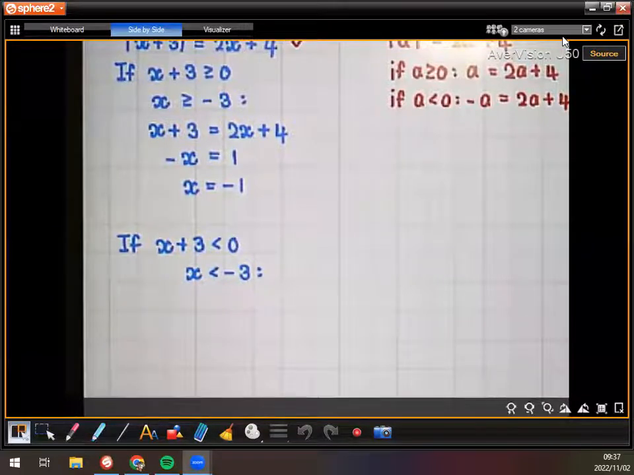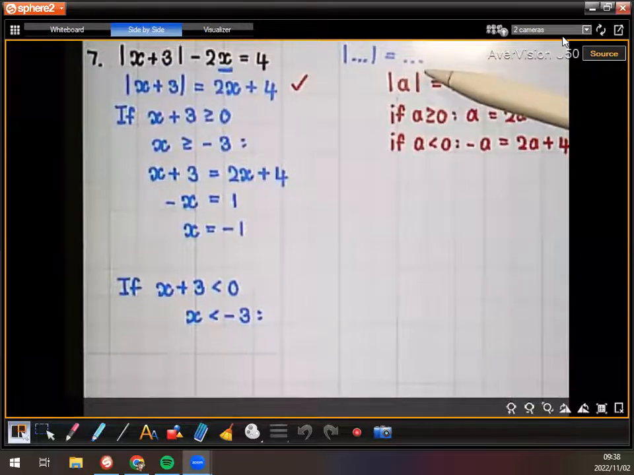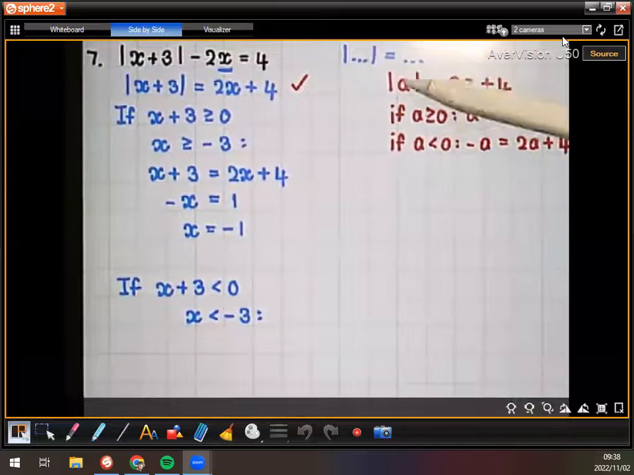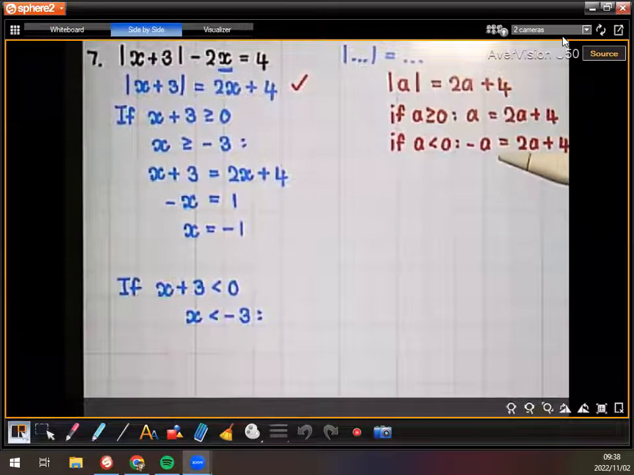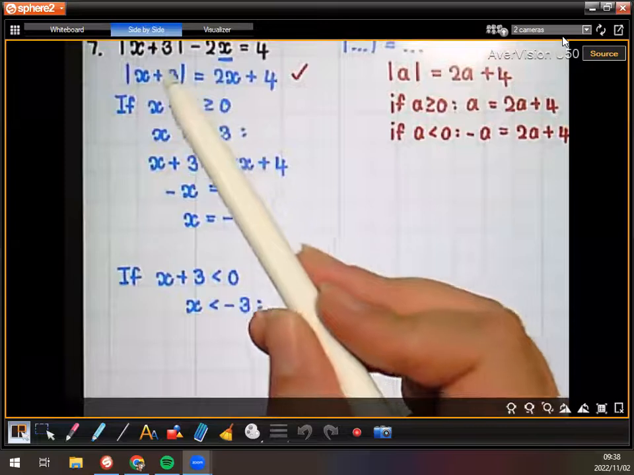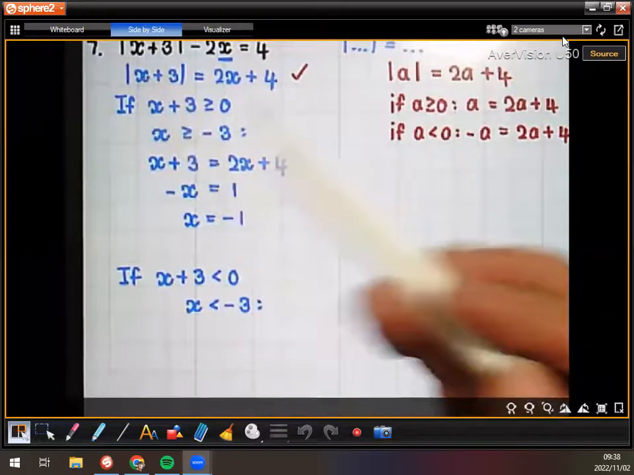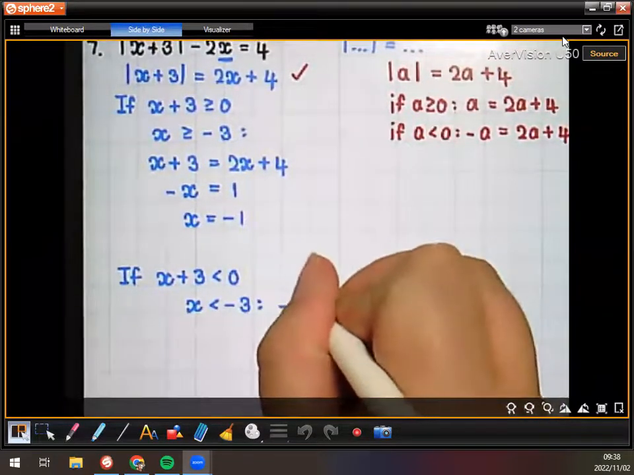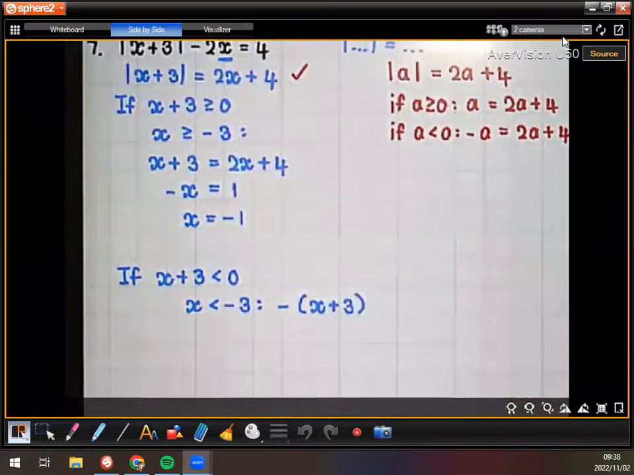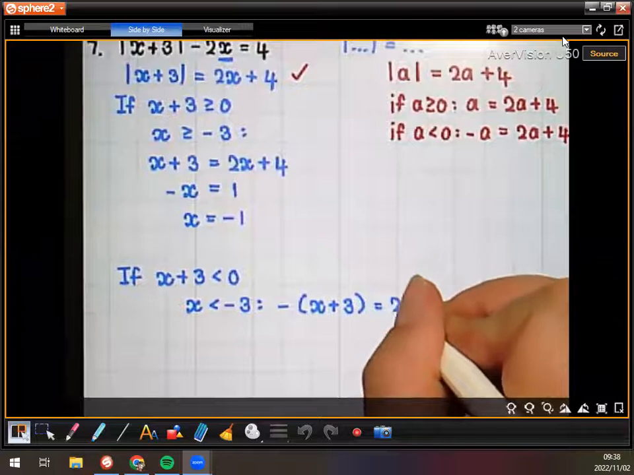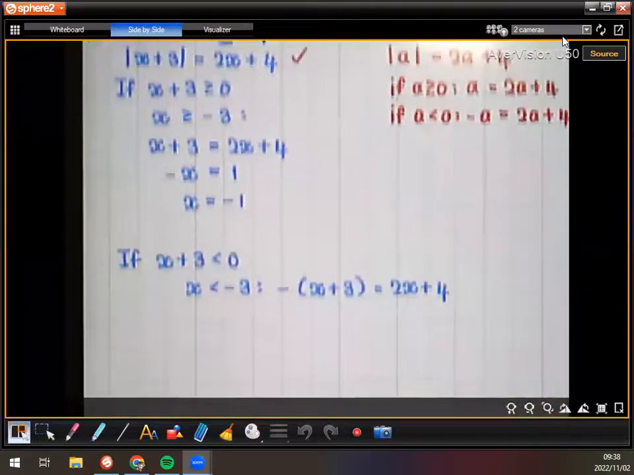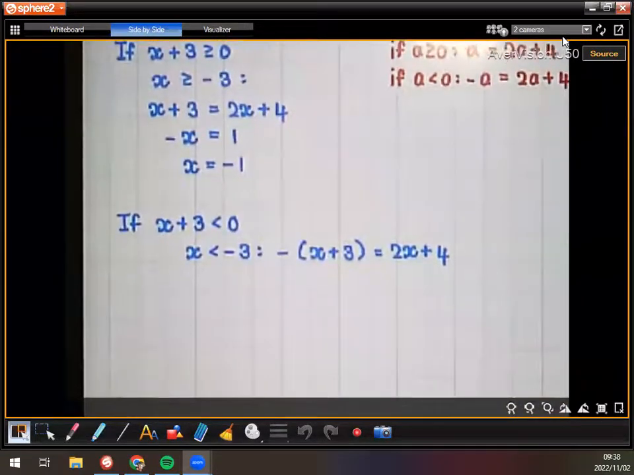So guys, what did we do here? I'm just going up to the red again. For the absolute value of A, if A is negative, then the absolute value is negative A. What is in my absolute value now? X plus 3. So I'm going to have to do negative x plus 3. Whatever is in the absolute value is now put in with the minus. And that will then be equal to what is on the right, 2x plus 4.